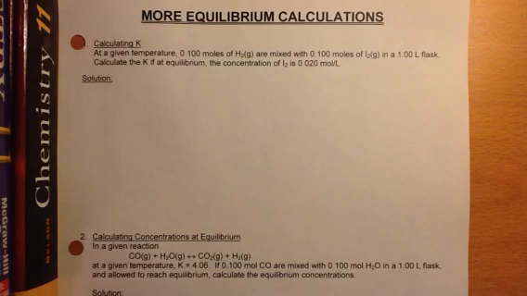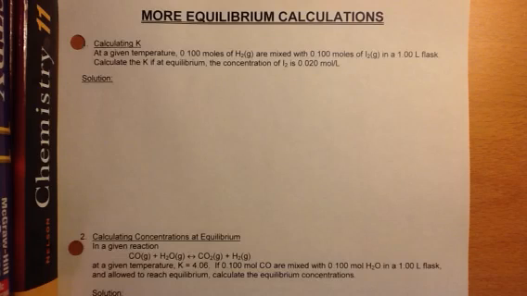Hello everybody. So today we're going to do some more equilibrium calculations. We have 3 examples we're going to do today. We're going to calculate K, we are going to calculate concentrations at equilibrium, and we're going to calculate the equilibrium concentrations using the quadratic equation. So let's start off with our first example on how to calculate K.